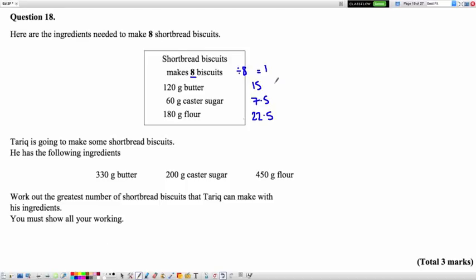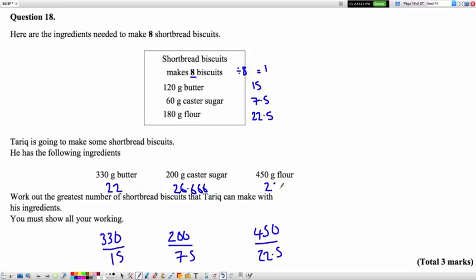We're then going to compare each one of those with the amount we're given here and divide in to find out how many. So our first step here is 330 divided by 50, which gives us 22. Then we have 200 divided by 7.5, which gives us 26.6 recurring. And lastly, 450 divided by 22.5, which is 20.